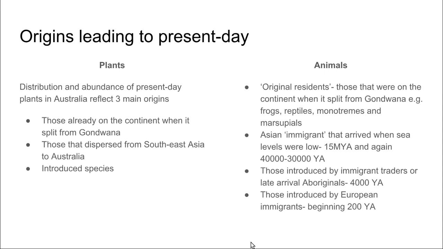When we look at animals, there are the original residents, and these were on the supercontinent when it split from Gondwana. So, for example, within Australia, we had frogs, reptiles, monotremes, and marsupials. There are also Asian immigrants that arrived when sea levels were low, and this was between 15 million years ago, and then it happened again about 40,000 to 30,000 years ago. There were those animals that were introduced by immigrant traders or late-arrival Aboriginals, which appeared to occur about 4,000 years ago, and those that were introduced by European immigrants beginning 200 years ago.